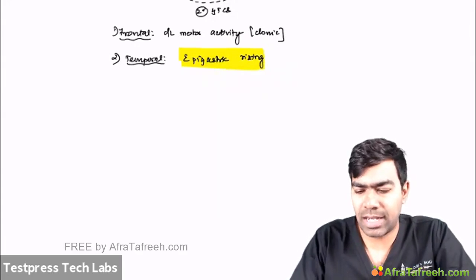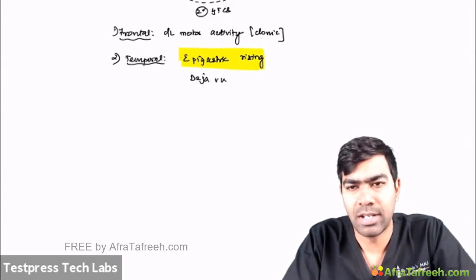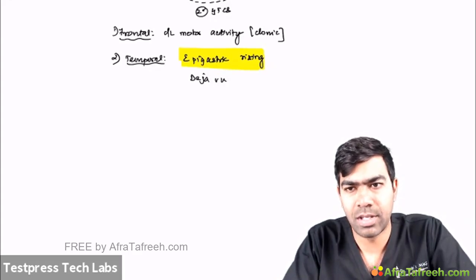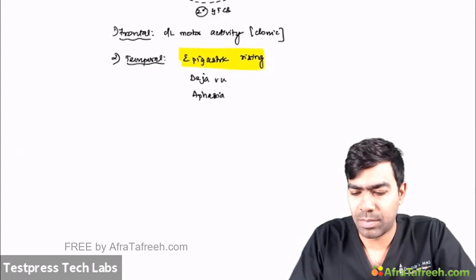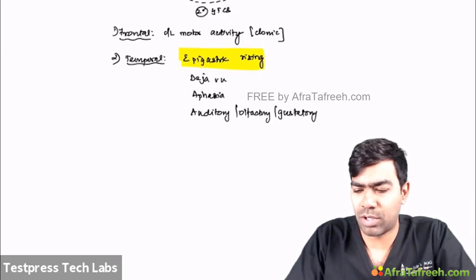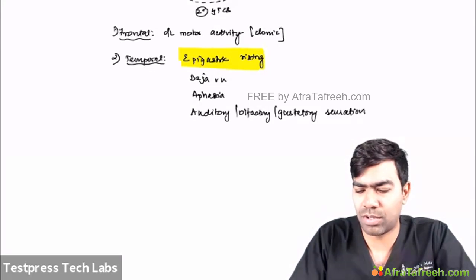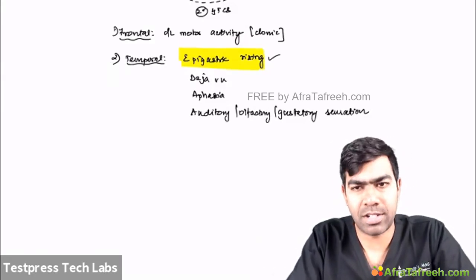And apart from that, they can develop deja vu. We know what deja vu means: a false sense of familiarity whenever you encounter something. The opposite of that is jamais vu. But nevertheless, deja vu is one of the important symptoms of seizures. Then apart from that, we have aphasia, because it's originating from the temporal lobe, and they can have complex auditory, olfactory, and at the same time gustatory sensations. Because all these things relay to the temporal lobe only. But very commonly, what these patients complain of is the epigastric rising only.